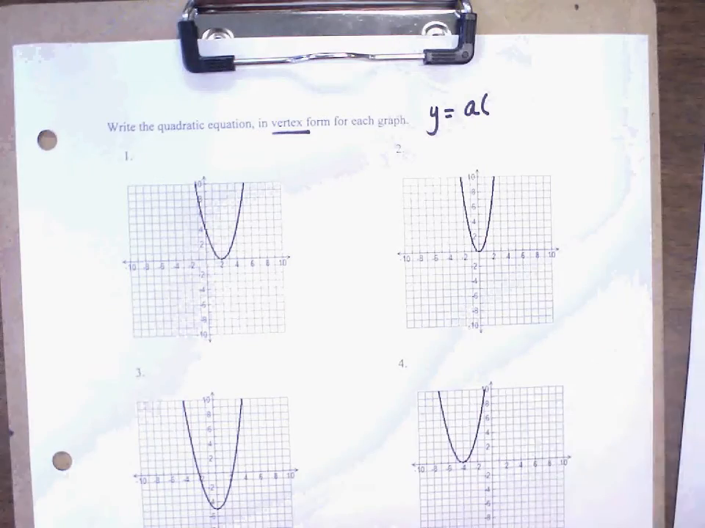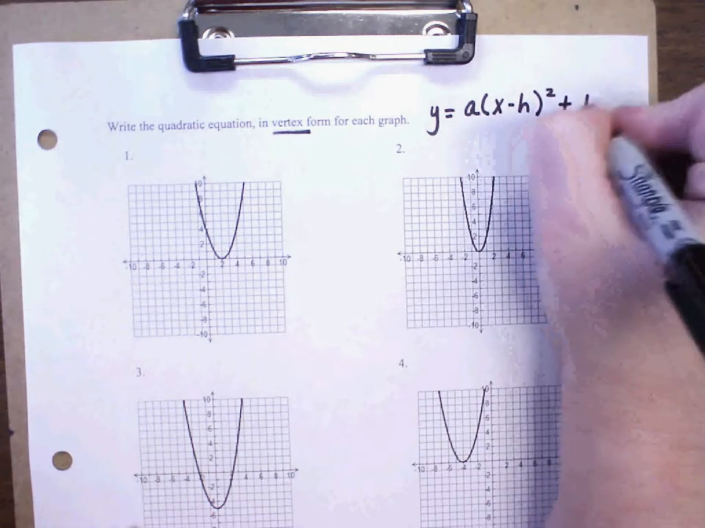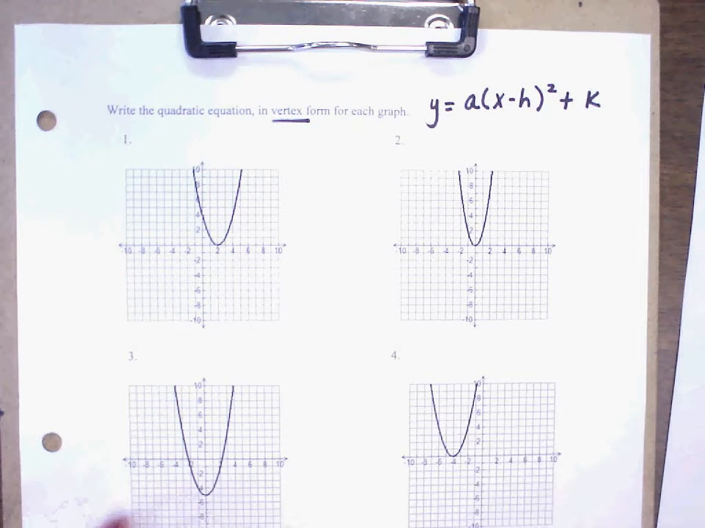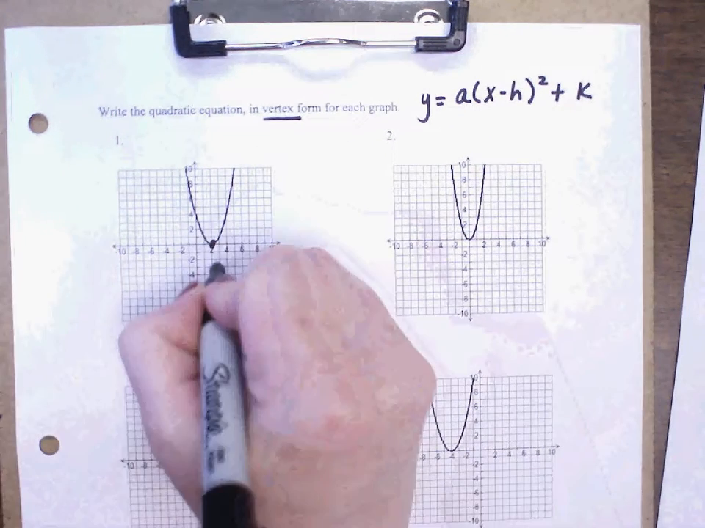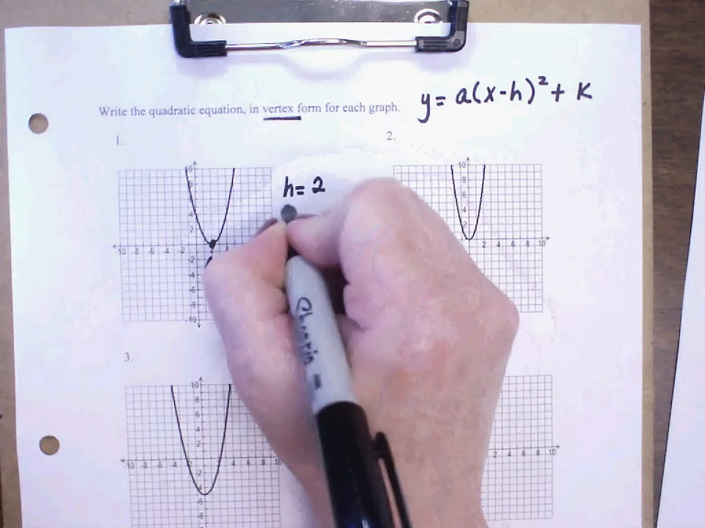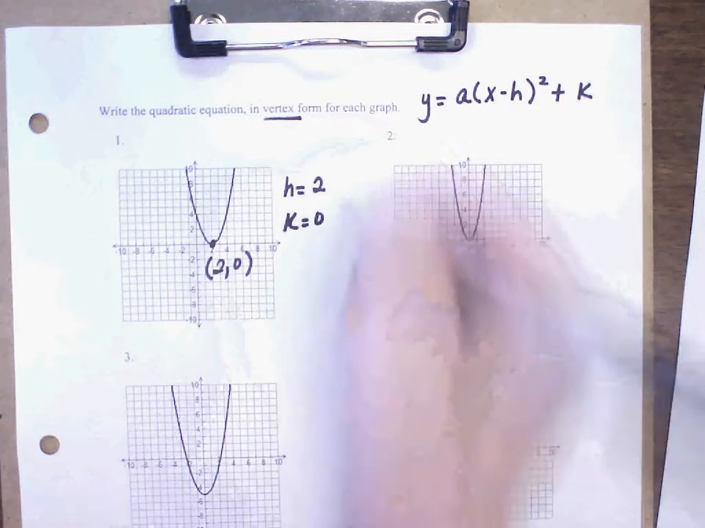Alright, so we got to write this in vertex form. So vertex form would be y equals A, I'm just looking at my cheat sheet, if you don't know. I don't expect you to know it right now. It's right there. X minus H squared plus K. Yay? So I got to write it in that form. And then I said, heck, how do I do that? The only thing that I can find from the graph is my vertex.